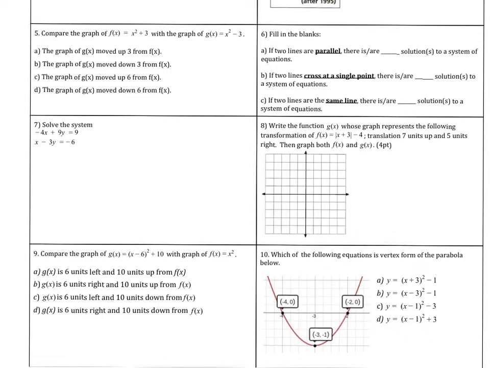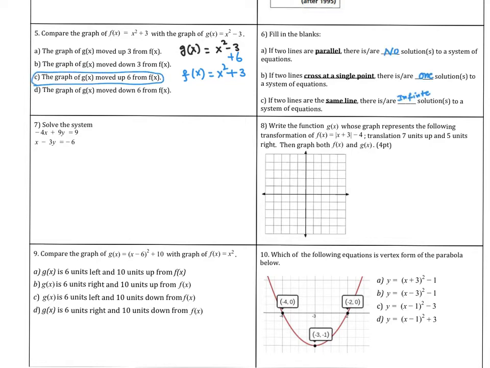Question number 5. Compare the function f(x) = x squared + 3 with the graph g(x) = x squared - 3. If we are going to move g(x) to f(x), from x squared - 3 to x squared + 3, then we have to add 6 outside of the function, which means we are going to move g(x) 6 units up. So we are going to get x squared + 3. So move g(x) 6 units up is option C.